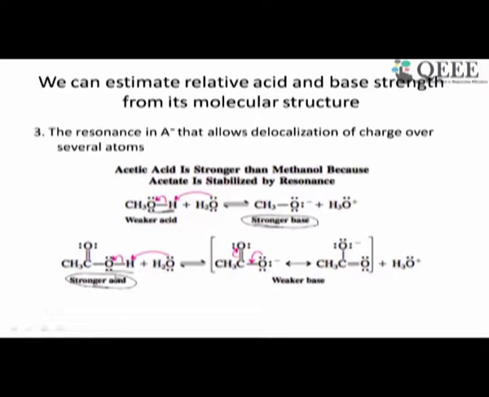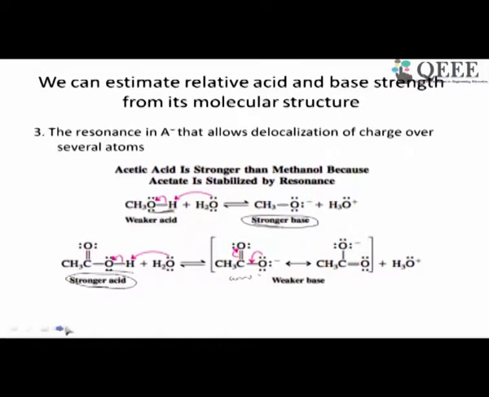Here also this OH bond is dissociating. It's generating an anion, or in other words, a conjugate base. But this conjugate base has two resonance structures. Whenever multiple resonance structures are possible, that species is a stable species and they readily tend to form, and that's why acetic acid is a stronger acid compared to methanol, just compared to methanol.